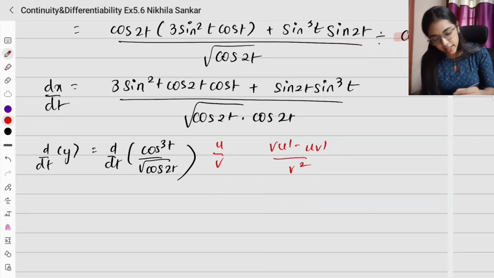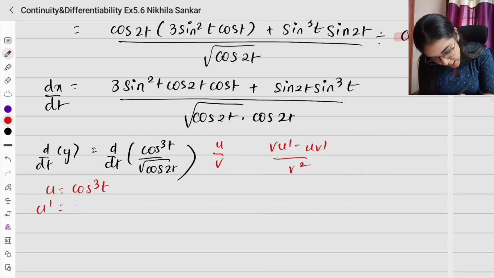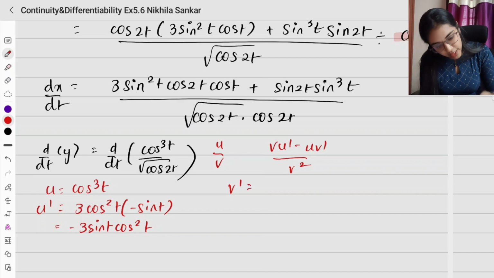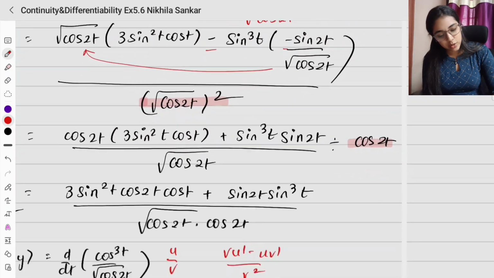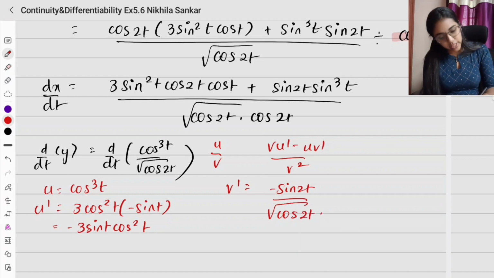Write all the formulas correctly. So what is my u? u is cos cube t. So u dash is going to be similar to how we did the previous question. So this is going to be 3 cos square t, and the derivative of cos is minus sin t. So this is minus 3 sin t cos square t. And v dash is again going to be the derivative of square root of cos 2t, which is the same as before: minus sin 2t divided by square root of cos 2t. So this is my v dash.